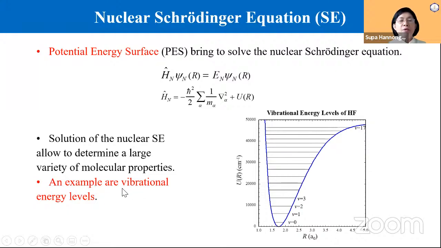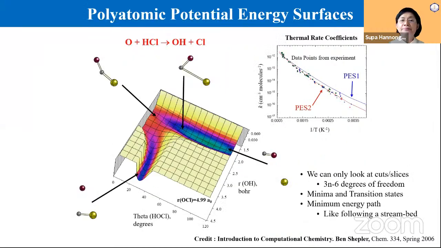One example of the potential energy surface application is that we can introduce the vibrational energy levels. For example, you can see from this slide, we have hydrogen fluoride, and we have the potential energy curve of hydrogen fluoride, and you can see that this can represent the vibrational modes of the energy levels of hydrogen fluoride, right? So there are so many examples that we can learn if you are interested.